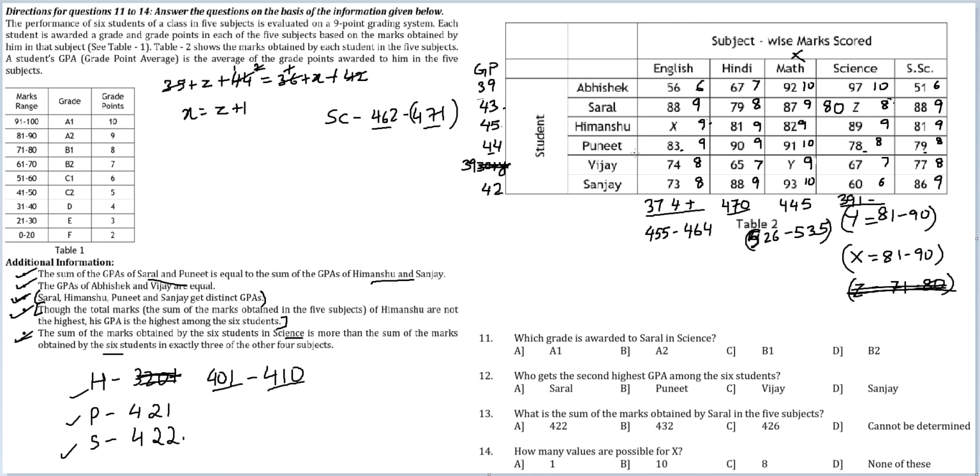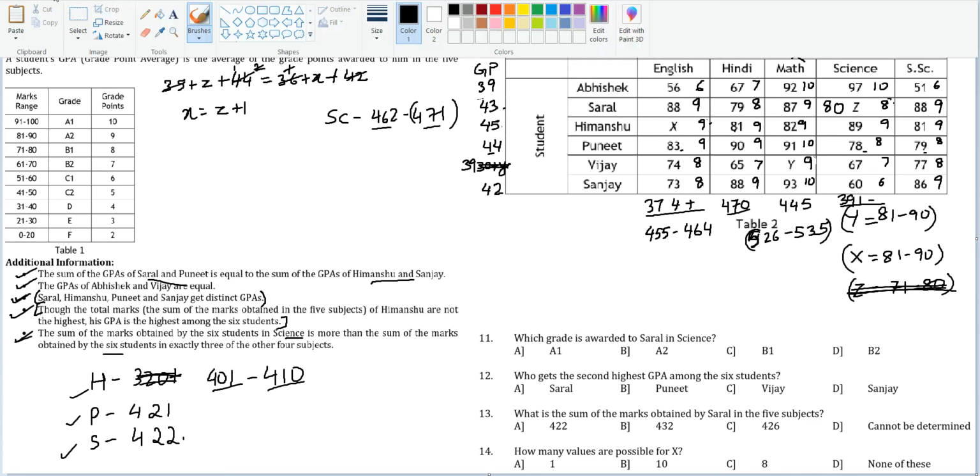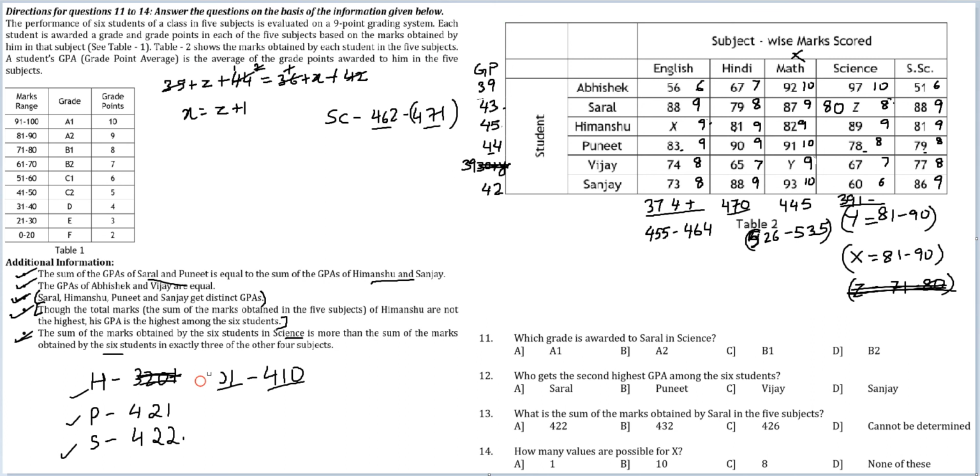Or have I calculated the total for Himanshu wrong? Let me check. 81 plus 82 plus 89 plus 81. Okay. So I get 1 plus 9, 10, 10 plus 2, 12, 12 plus 1, 13. 320 plus 13, I get 333. 333 plus 90 is 423. I have made a terrible mistake when it comes to Himanshu. I am so sorry. It is not 320. It was 333.